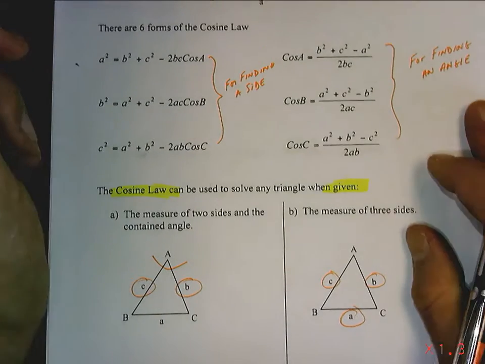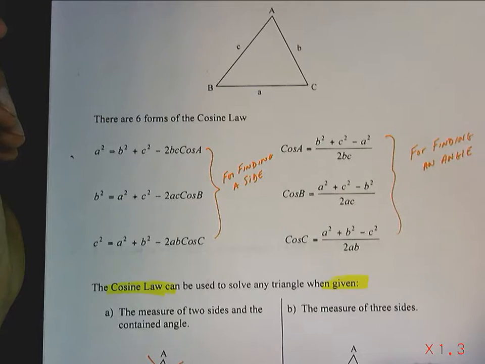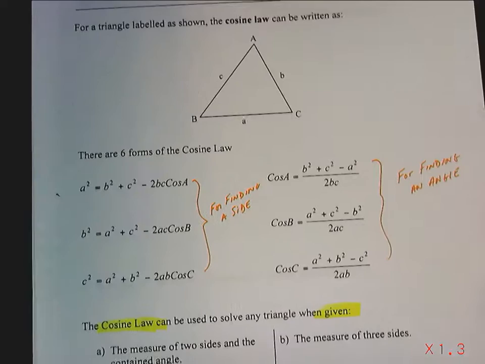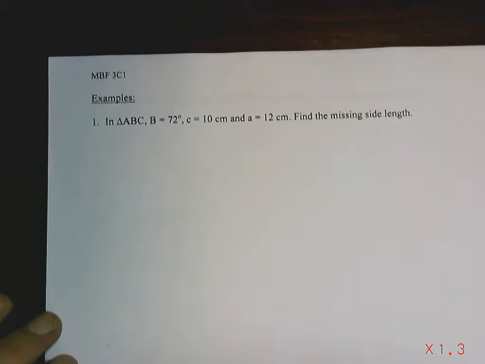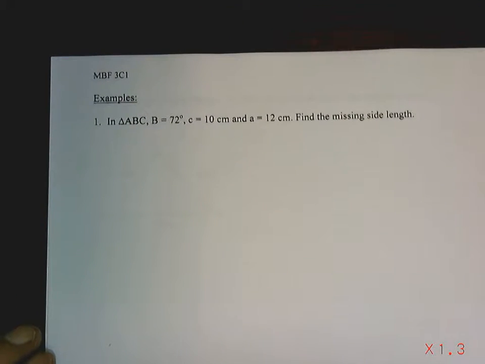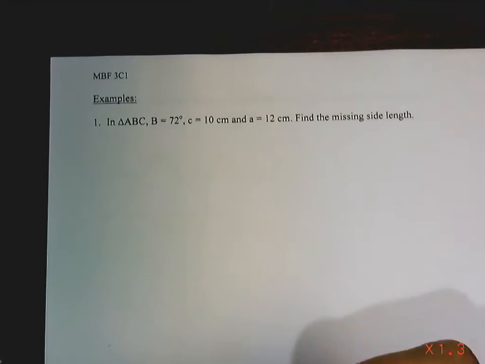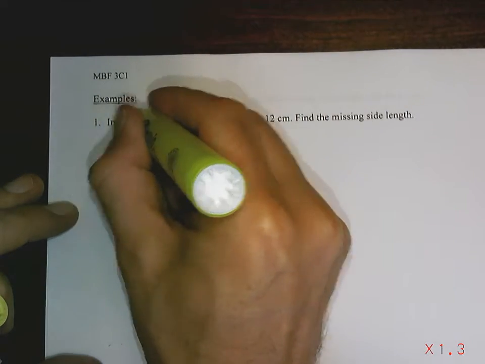Okay, welcome back. So we've talked about how the formula and the pattern works. Let's take a look at some questions to help us with that. So we're going to look at example number 1. So example number 1, it says in triangle ABC, so we have to make the triangle.